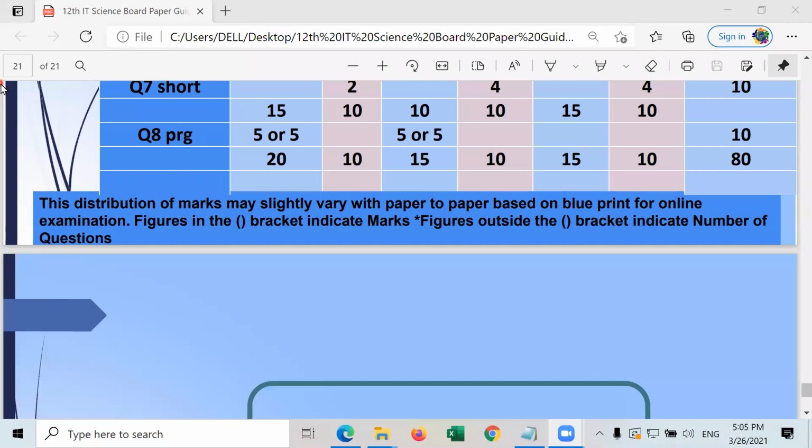Sir, and for theory, will the programs be from the textbook? For theory, yeah, textbook and TPS. So for match the following, do we just have to match it, or do we have to write the correct answer, or type the correct answer?